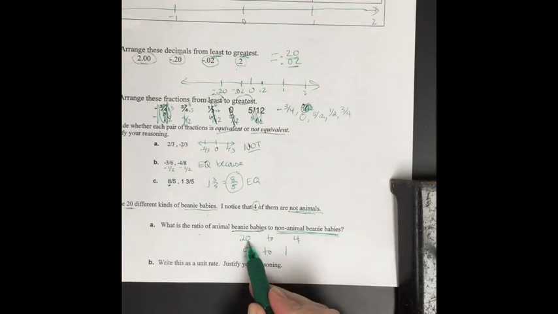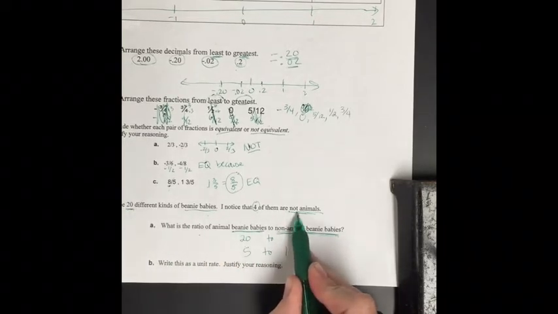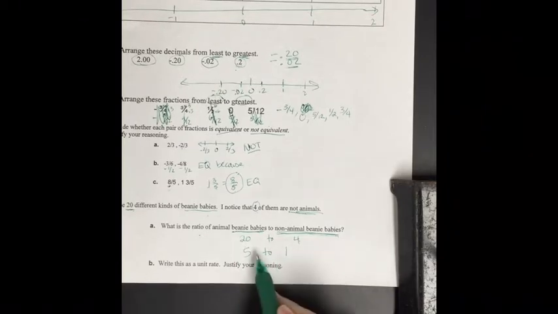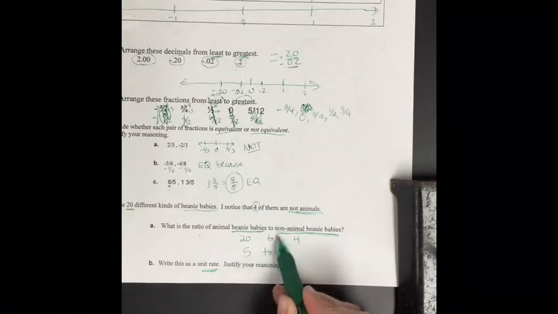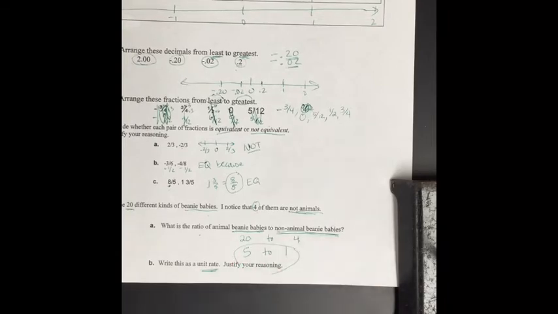So underneath Beanie Babies, I put 20. And underneath non-animal Beanie Babies, I put the 4. So I have 20 to 4, which I could then make a unit rate. Remember, unit rate means one of them has to be a 1. And so I reduced the 20 divided by 4 and got 5, and 4 divided by 4 and got 1. So my unit rate would be 5 to 1.